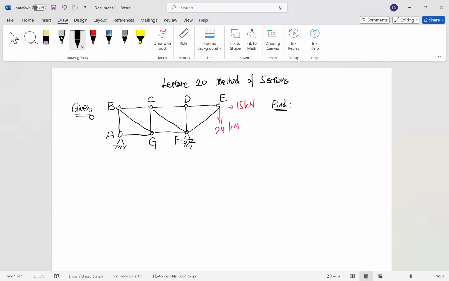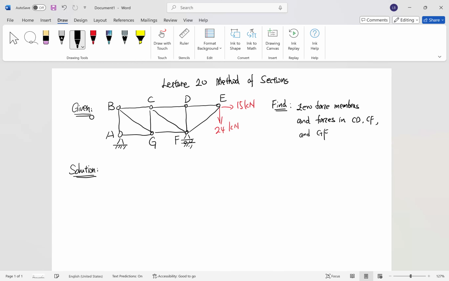Given that we have such a truss structure supported at A and F, subjected to two external forces, both at E, find first the zero force members and the forces in members CD, CF, and so on. Now you may pause the video and think about that a little bit. Now I am going to start to address that.